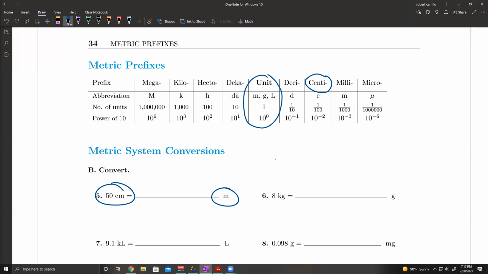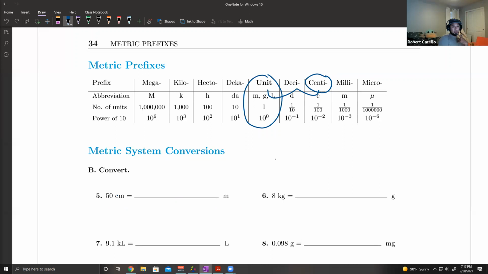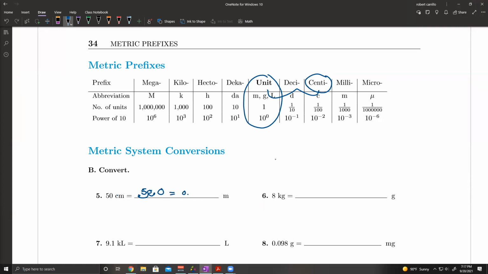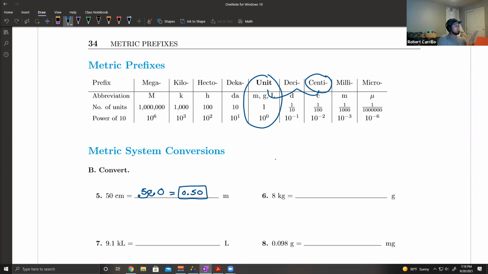2 to the left. 2 spaces, right? Yeah, you're good. So what you would do is take 50, put a decimal on it, and since it's 2 spaces to the left, you would move that decimal to the left 2 spaces. So this means that 50 centimeters is how many meters? 0.5 meters. Good. That's all you have to do. And referencing that chart makes it beautifully easy.